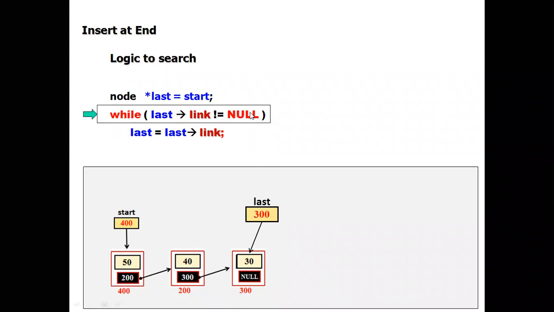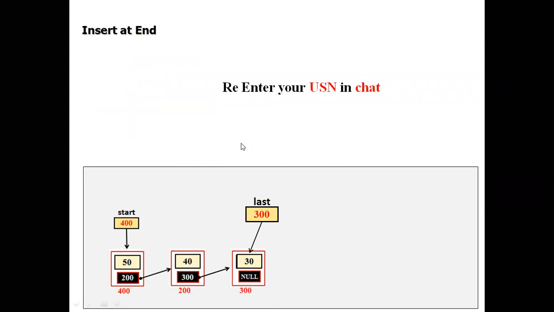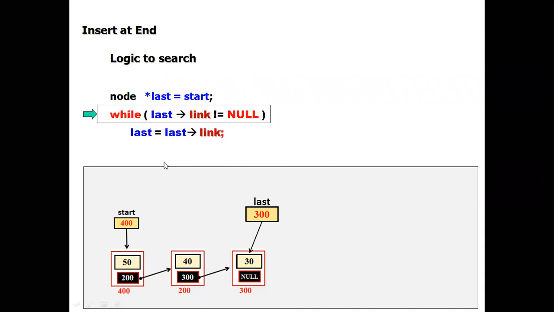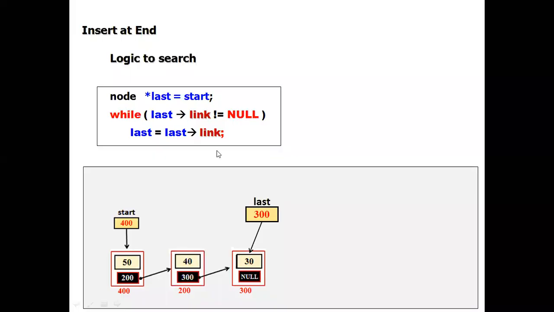Okay, again check this while. Now what is last arrow link? Last arrow link is now null. So null not equal to null, condition is false. If the condition is false, what does that mean? This particular code is responsible to move the last pointer to the end of the list. So last is pointing to the last node. That is how this particular code will work.